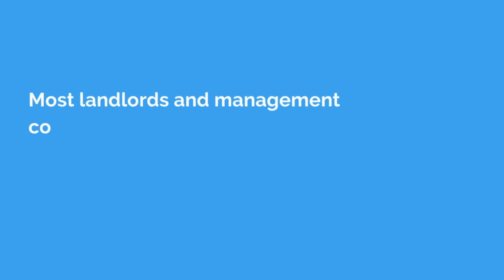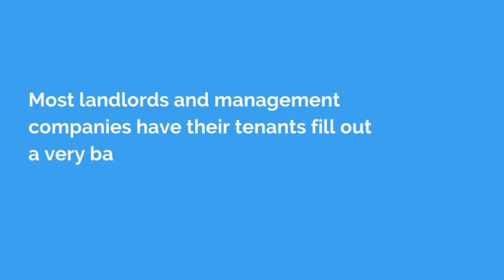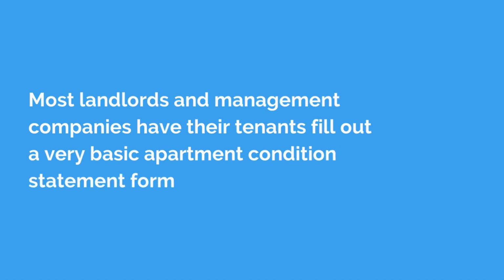Most landlords and management companies have their tenants fill out a very basic apartment condition statement form where they write in the damages they see when they move in. The problem with this is that they can either make up the damages or make them so vague or location-generic that you wouldn't know where the actual damage is. An example of this is floors are worn down or paint damages on walls. Which floors or which walls? How bad is the damage?